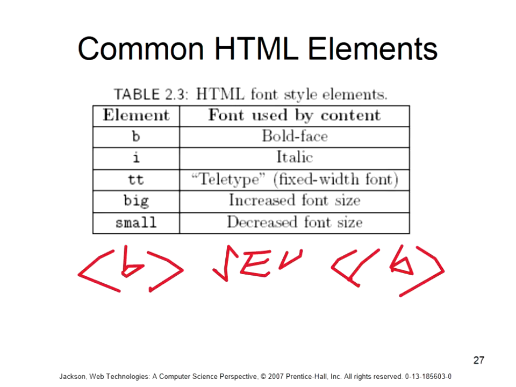So if we want to obtain SEU in italic, we can write I. Very good. So we replace B by I to write in italic, TT to write SEU in teletype, big to increase the font size of SEU, small to decrease the font size of SEU. It's clear? Any questions? Okay.